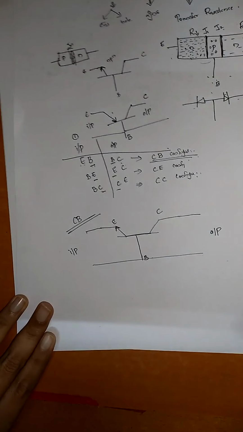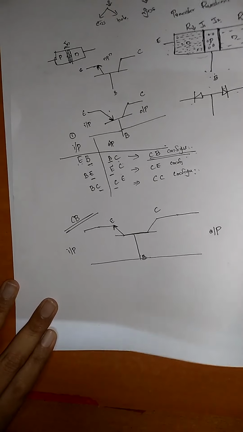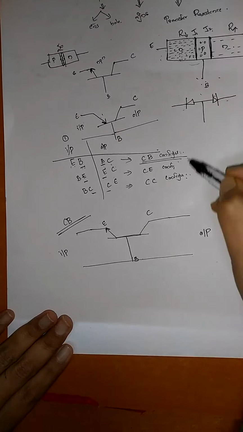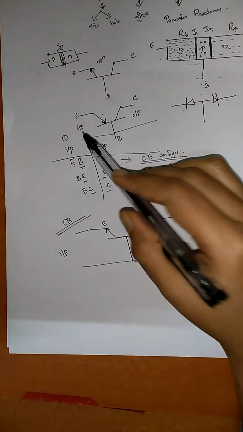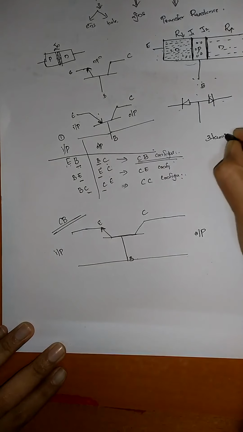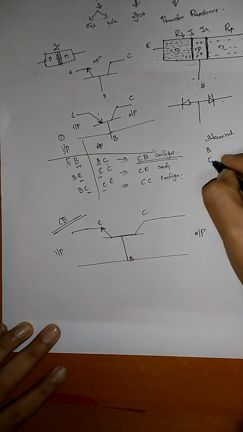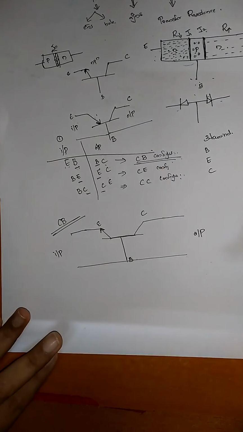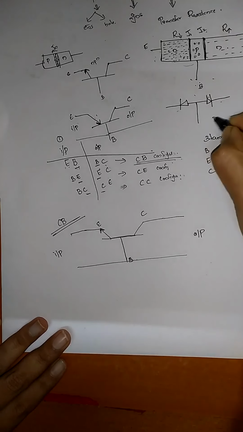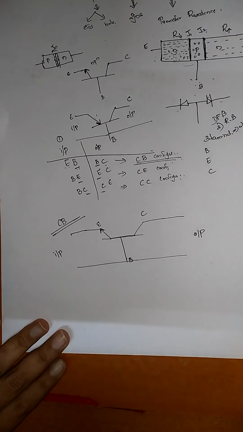For a transistor to work in active mode, I hope you remember from the last class, isn't it? Same here, we have three terminals, that is base, emitter and collector. And we have two types of biasing that we studied. What are the two types of biasing? The first one was forward biasing and the second one was reverse biasing.